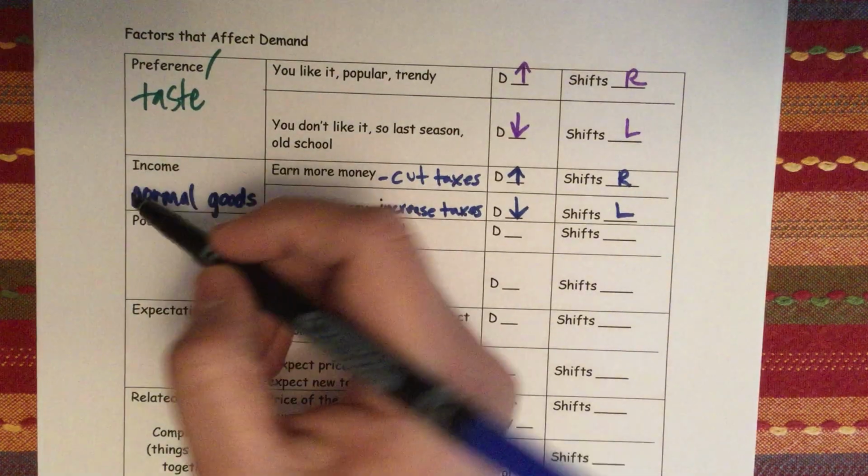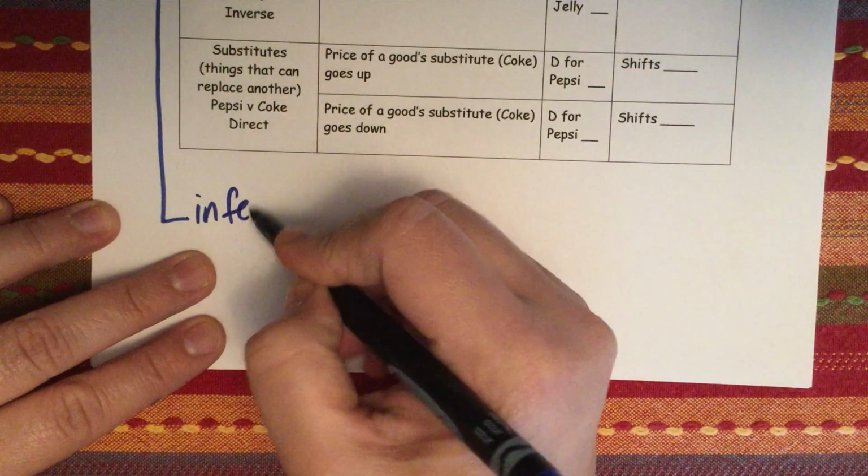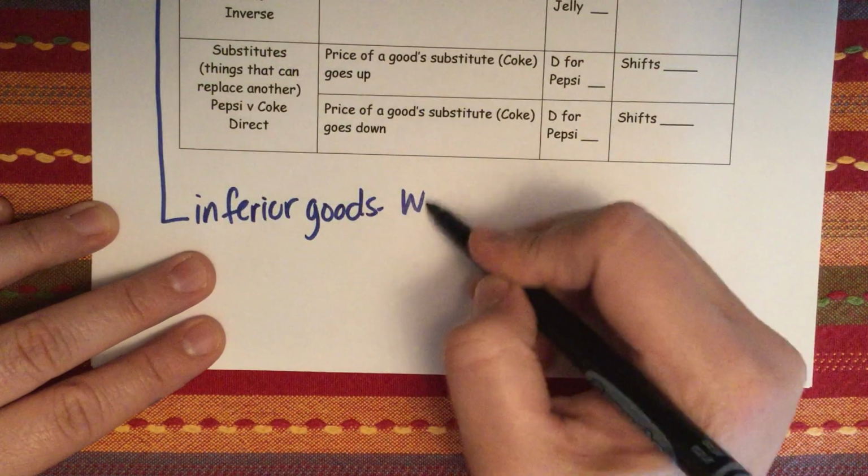However, I'm going to go down here and write this down, there is something that is called an inferior good. Inferior goods are things that we buy on a budget.